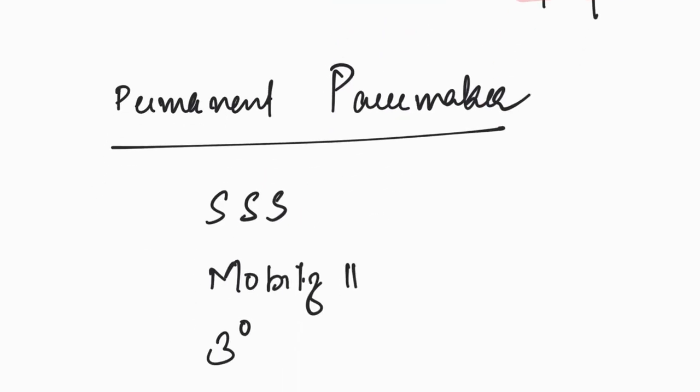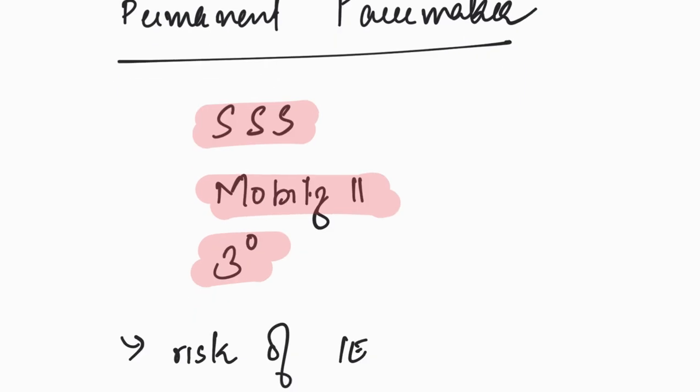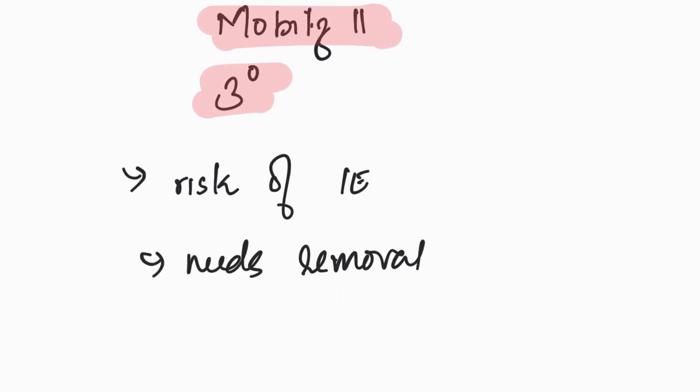So what are the indications for permanent pacemaker? Permanent pacemaker should be considered in sick sinus syndrome, Mobitz type 2 and third degree AV block. But you have to understand that there is a risk of infective endocarditis with insertion of a permanent pacemaker, and this warrants a removal of the pacemaker and is a very dangerous condition.